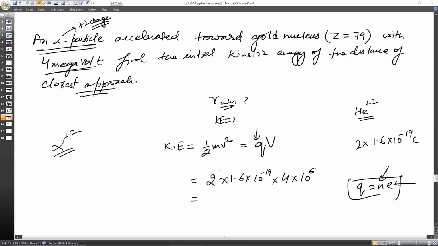Multiply this one and get the value. 3.2 into 4 into the power will be 10 to the power minus 13. Then you multiply this one, 12.8. What is 12.8 into 10 raised to minus 13. Yes. So when you write it in standard form, we'll get 1.28 into 10 to the power minus 12.